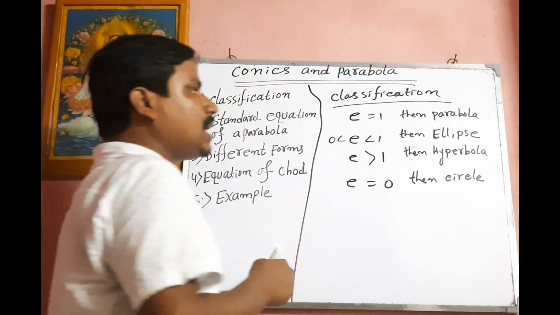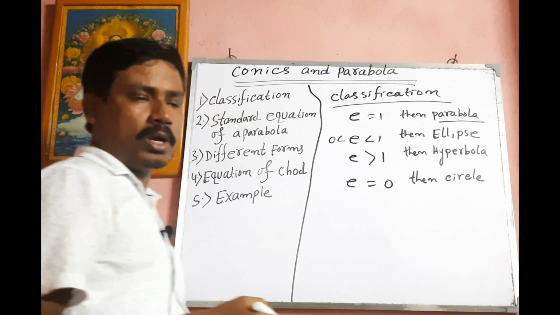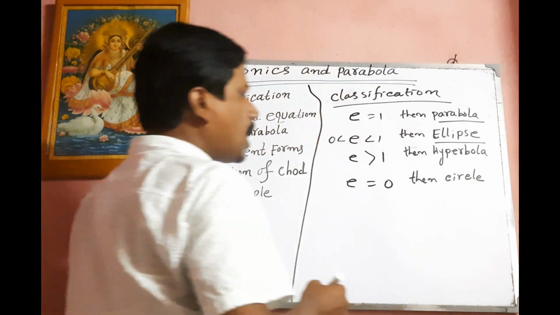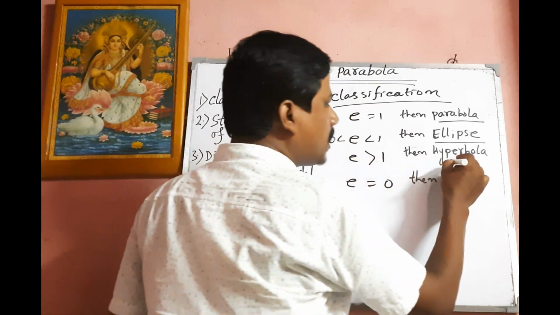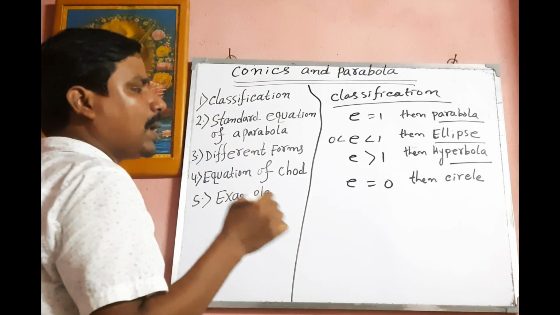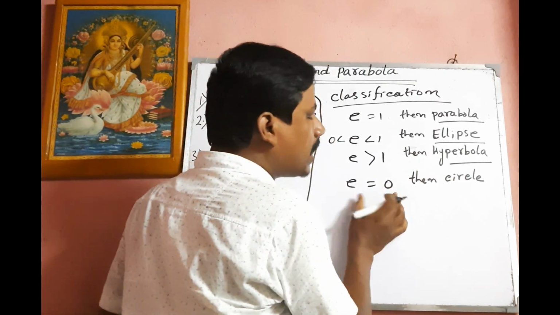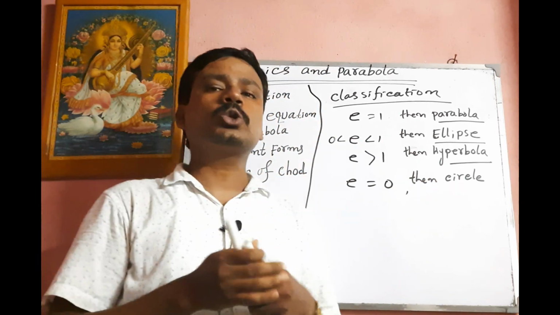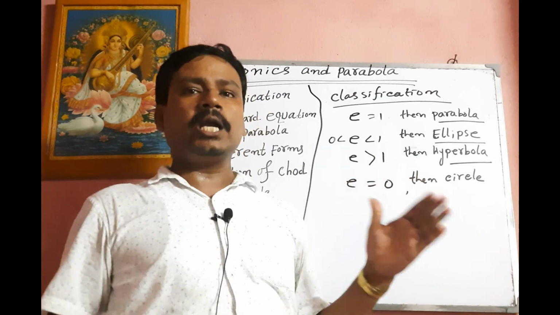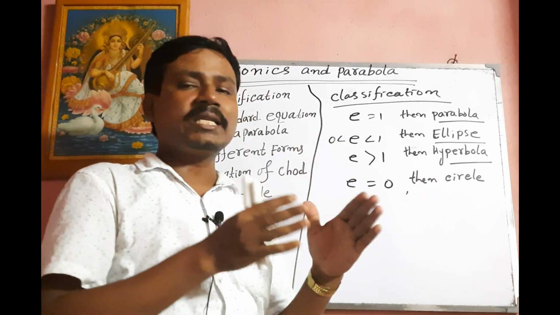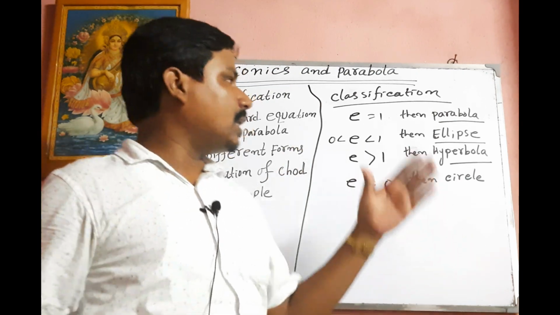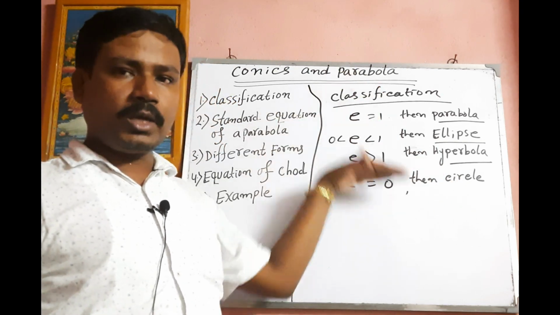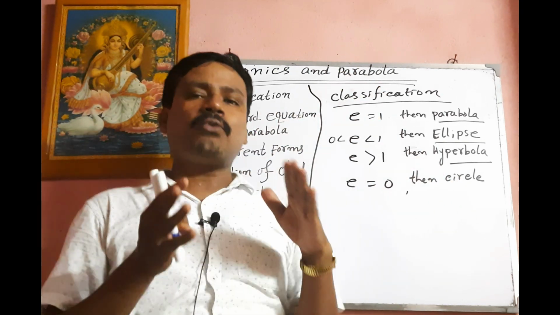When E is 1, then the conic is a parabola. When the value of E is between 0 and 1, then the conic is an ellipse. When E is greater than 1, then the conic is a hyperbola. And when E is equal to 0, then the conic is a circle. So according to the value of E, we can say the name of the conic: parabola, ellipse, hyperbola, circle. So this completes the first section.